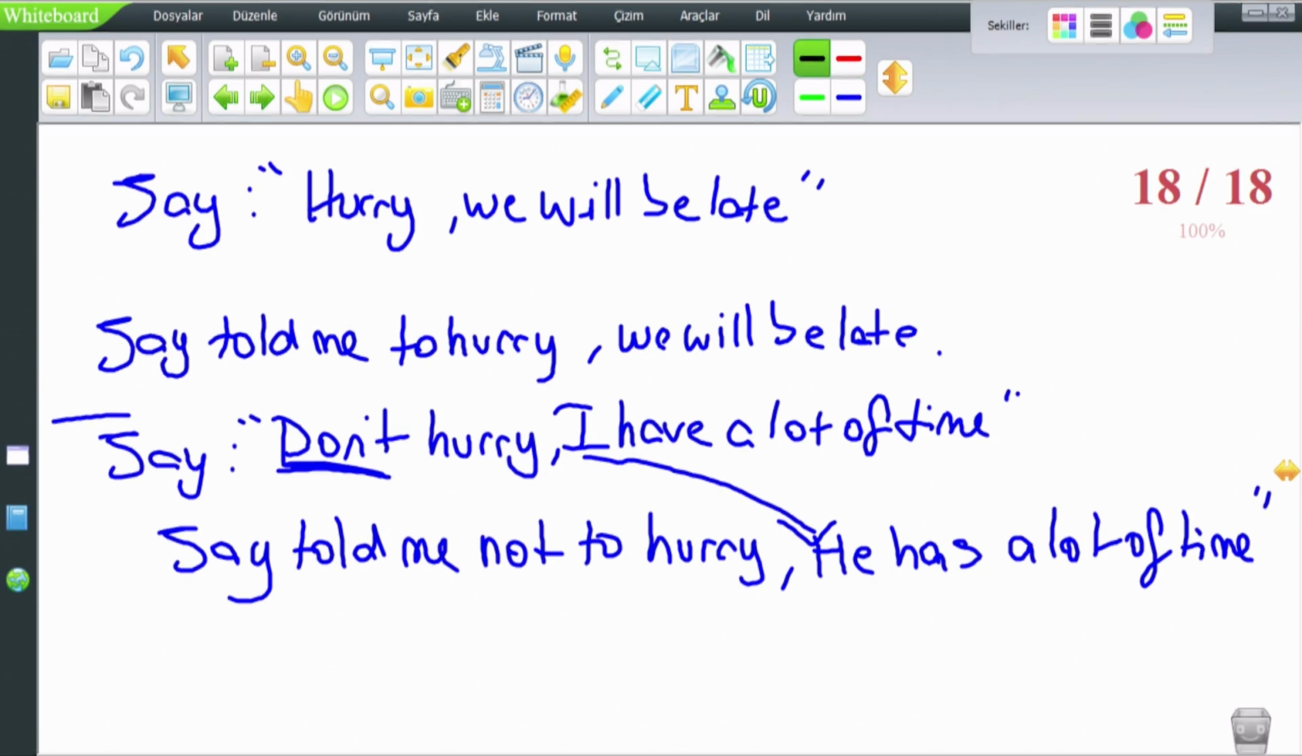Let's look at here. If we are talking about a positive statement, a request, an order, I will use to after who he talked to. But if I'm talking about a negative order or request, I will use not to instead of just to.